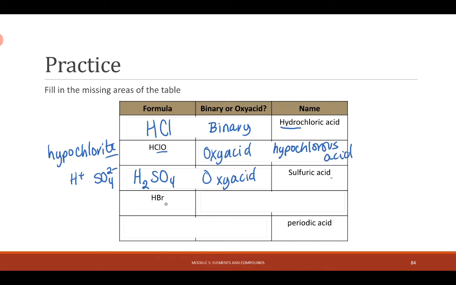HBr is a binary acid, no oxygen. And so I'm going to have to start my name with hydro. Hydrobromic acid.